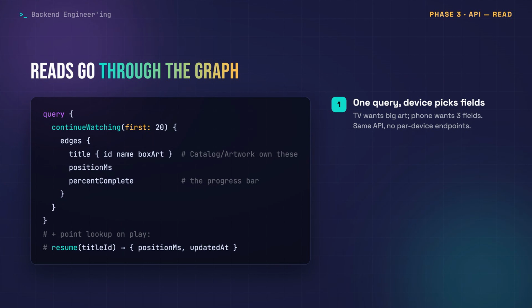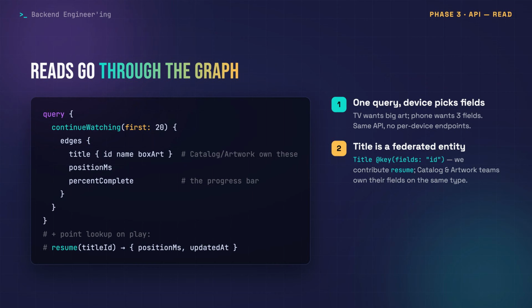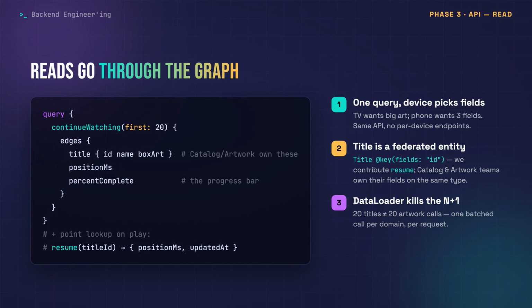Two things worth calling out for depth. Title here is a federated entity, that's the @key directive. Our continue watching service only owns the resume data. The catalog and artwork teams own their fields on the same title type, and the graph stitches them together. And when this row resolves 20 titles, we do not fire 20 separate artwork calls. Our data loader batches them into one. That's the classic N+1 problem, and we kill it right here at the edge.